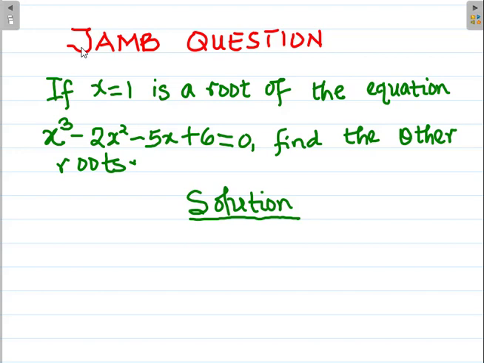Today we're going to solve this JAMB question. It says, if x equals 1 is a root of the equation x to the power of 3 minus 2x squared minus 5x plus 6 is equal to 0, find the other roots. So we are going to solve this problem. Let's get to it. Solution.